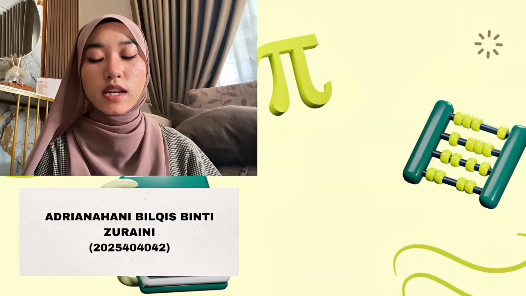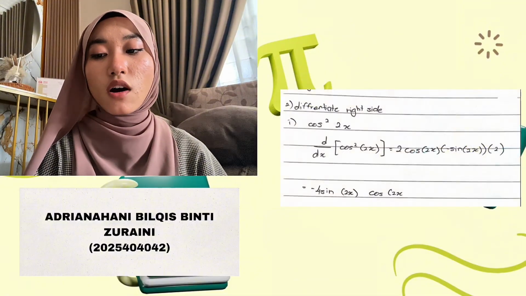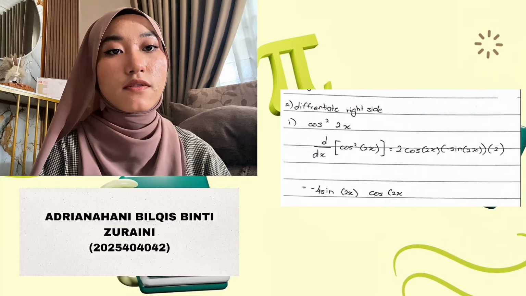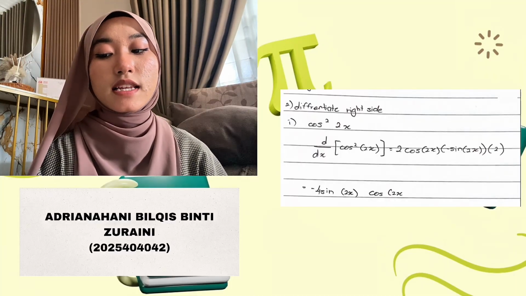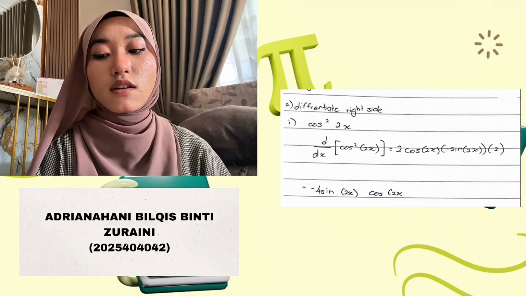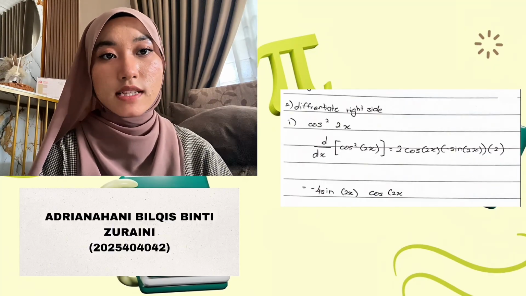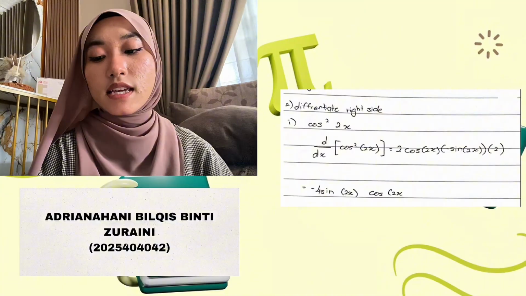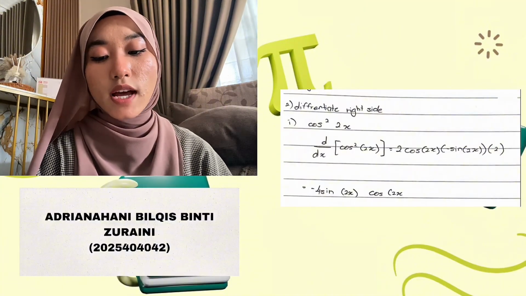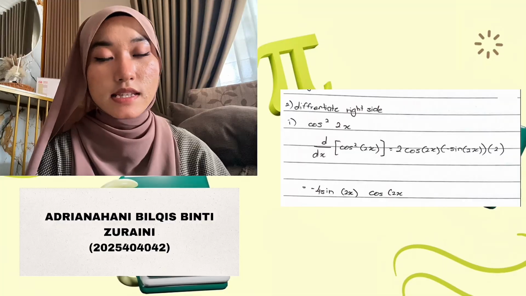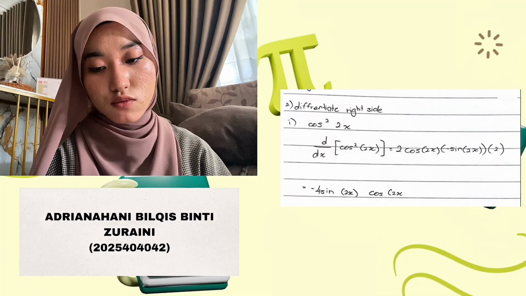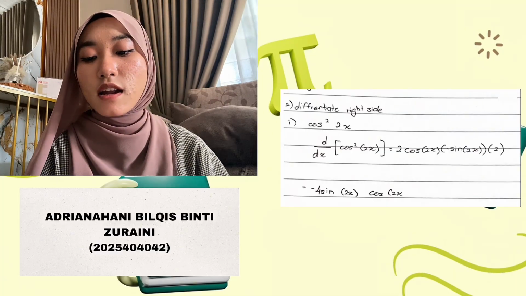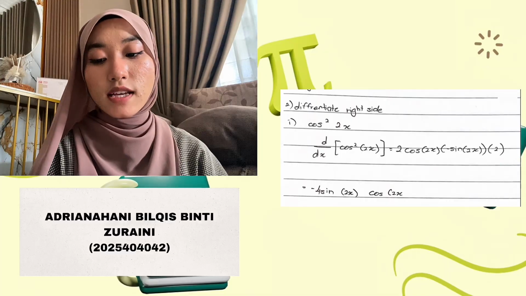For the first one, I am going to take cos squared 2x to simplify it. We have to use the chain rule for this. So we write it as d over dx in a bracket cos squared in a bracket 2x, and we have inner and outer. We simplify the inner and outer, and we got 2 cos 2x in a bracket negative sin 2x, and we got 2. Negative sin is the derivative of cos. After we simplify it, we got negative 4 sin 2x cos 2x.